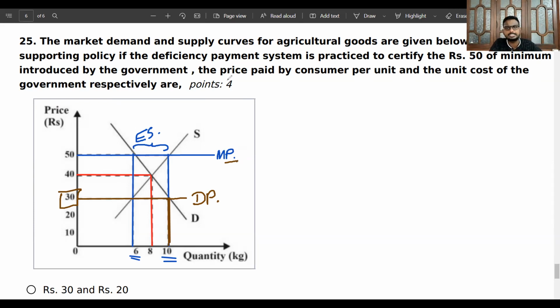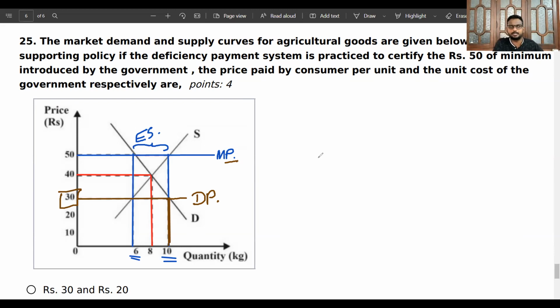And what that means is, simply, government will tell the producers, okay, producer, you have brought 10 units. I have promised you 50 rupees minimum. Trusting me, you have brought 10 units. Okay. Now the problem is, consumers are not ready to buy all 10 units at the 50 rupee minimum price. So what you do now is, you sell off all your 10 units to the consumers at whatever the price consumers are willing to pay. And that price in this question is 30 rupees.